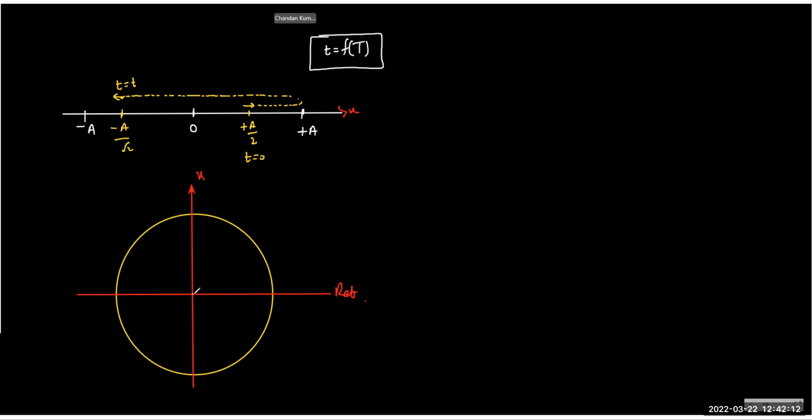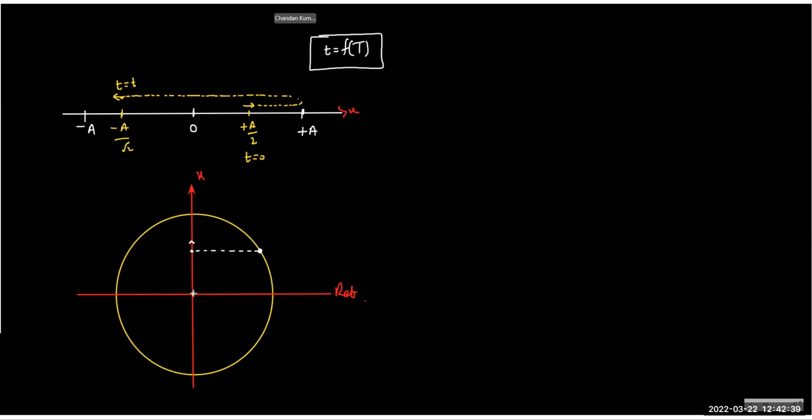Do you want to solve, or shall I solve further first? Look at this. First of all, you are at a by 2, so you have to mark a by 2 here, and you are going towards the extreme. So you're going upward. Which quadrant do you start with, first or second? First quadrant. This is where you start, right?